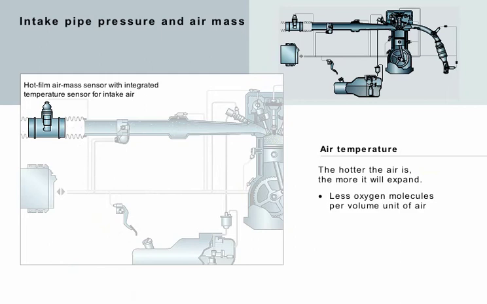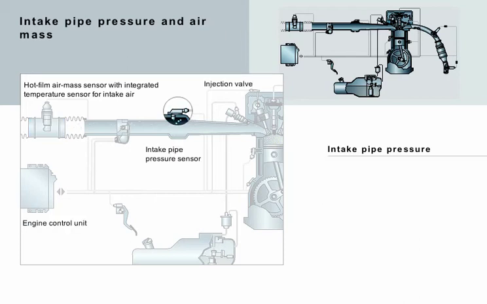The air temperature is decisive for its volume. The hotter the air is, the more it expands. However, there are then fewer molecules in each volume unit of air, which means less oxygen for combustion. The engine control system has to take this into consideration and must allow for more air as the temperature of the air increases in the intake pipe.